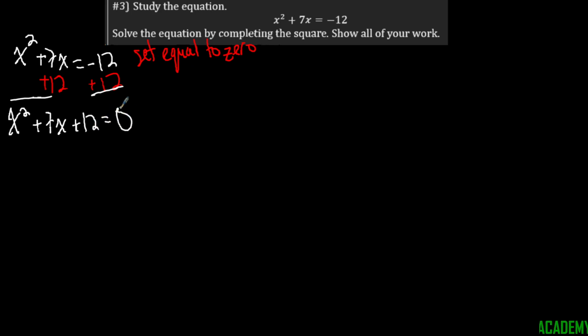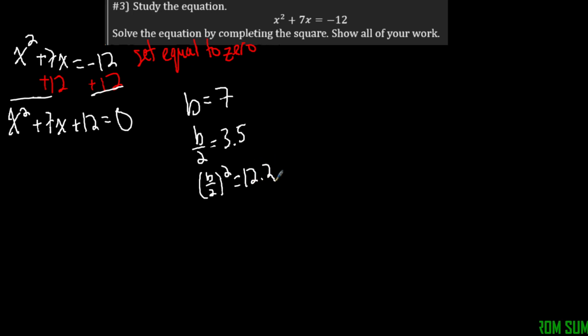And now I can follow my poster that I have. So I have to identify b. So I'm going to say b equals 7. Then I say b over 2 is equal to 3.5. And then I say b over 2 squared is equal to 12.25. And if you're wondering how I got these values, b is really easy to identify because it's the value that is attached to that variable x.